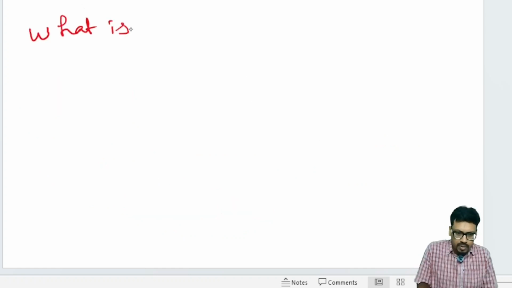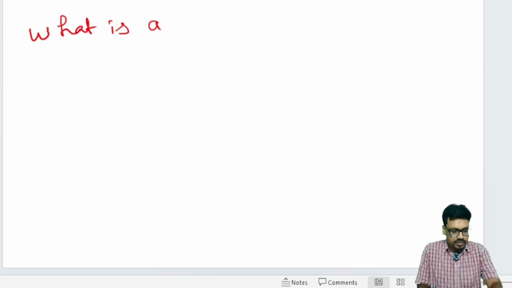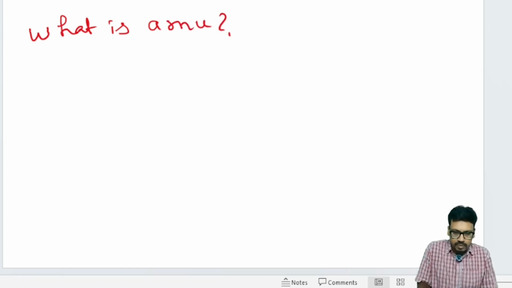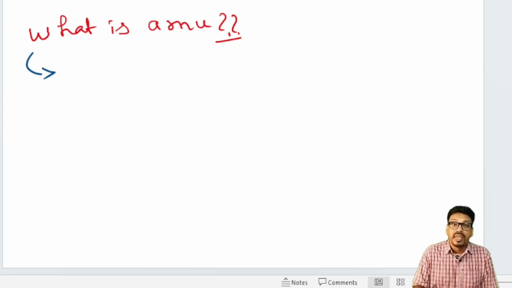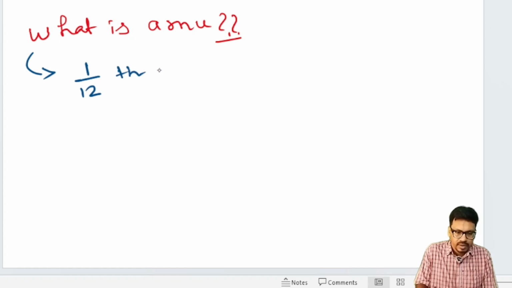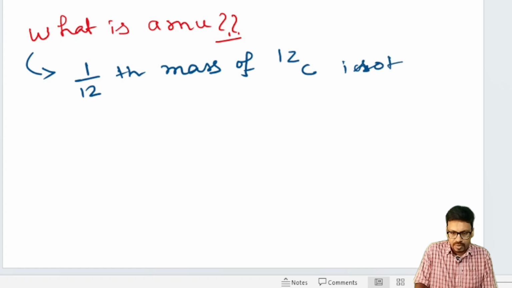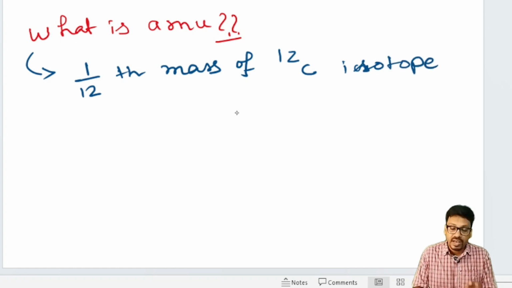Clear? What is AMU? This is the atomic mass unit. Now, what is AMU? AMU is 1/12 the mass of the C12 isotope. This is the actual mass of the C12 isotope. That means the mass number of the C12 isotope is 12. So the 1/12th mass, that means 1.